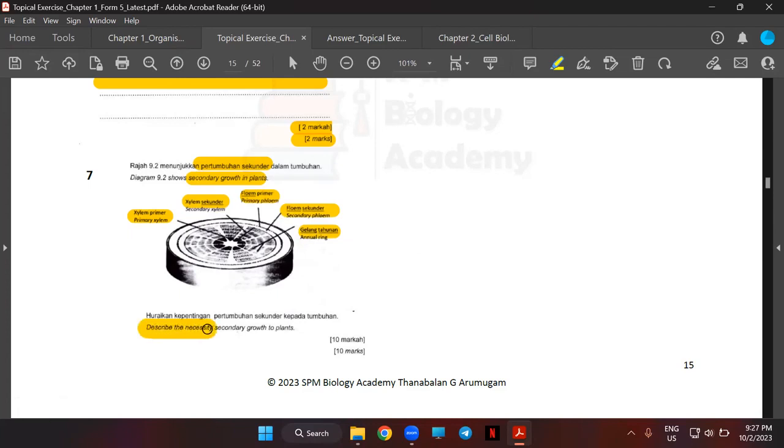Describe the necessity of secondary growth to plants. Uraikan kepentingan pertumbuhan sekunder kepada tumbuhan. 10 markah. Oh, banyak. Bukan kepada manusia, kepada tumbuhan. Describe the necessity of secondary growth. 10 marks. Oh, alright. Now let's see.